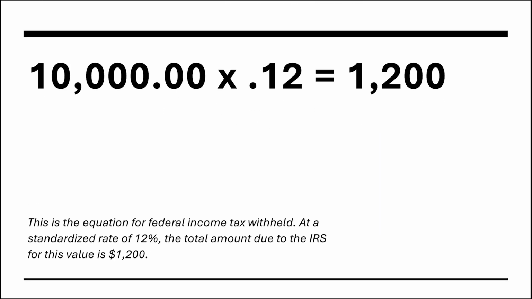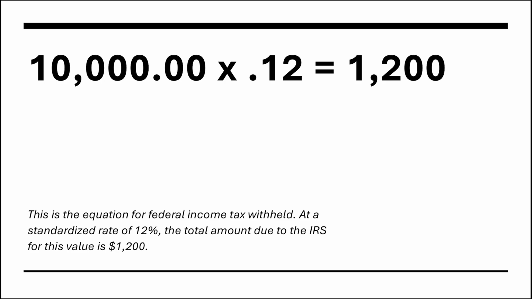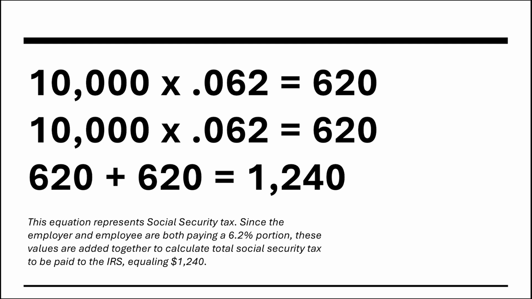Federal income tax is calculated using a standardized rate of 12%. And with taxable wages at $10,000, we get federal income taxes of $1,200.